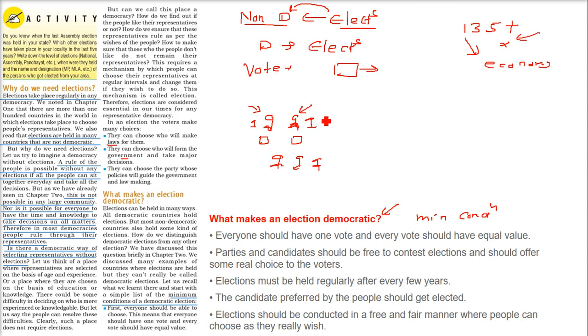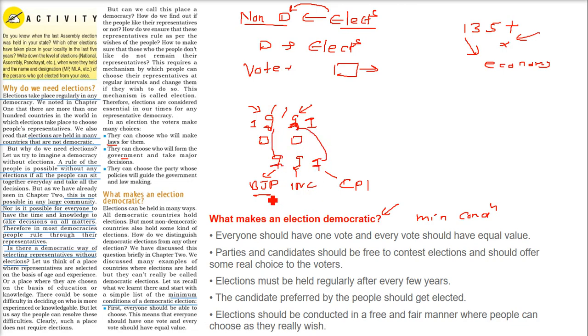The second thing is that parties and candidates should be free to contest elections and should offer some real choice to the voters. That is, this person may belong to BJP, this person may belong to, say, the Indian National Congress, this person may belong to, say, CPI. So there should be these parties, and candidates should be free to contest the election. Anybody can contest. And you and I should have a proper and clear choice, that I can choose BJP, you can choose CPI.